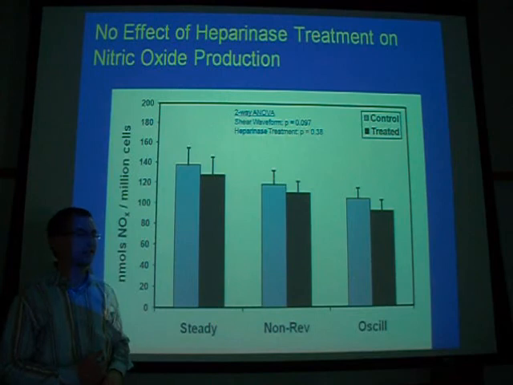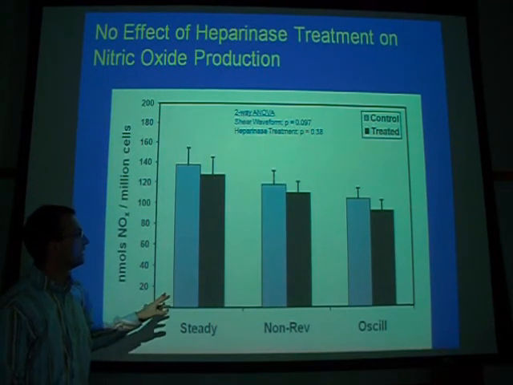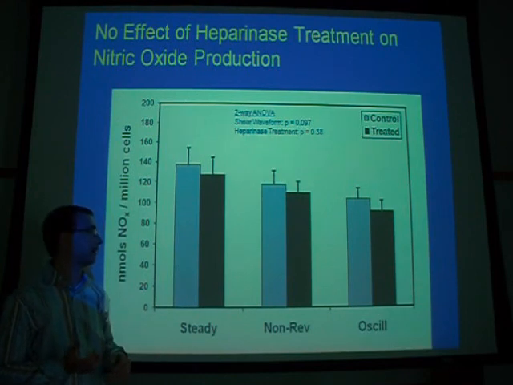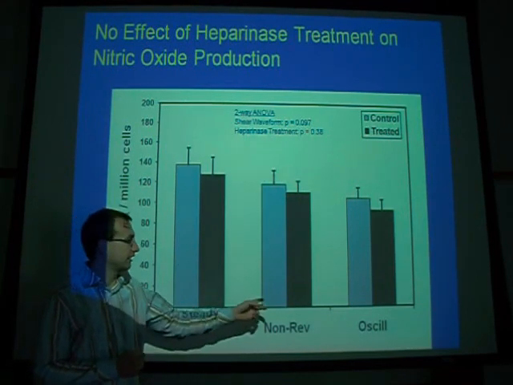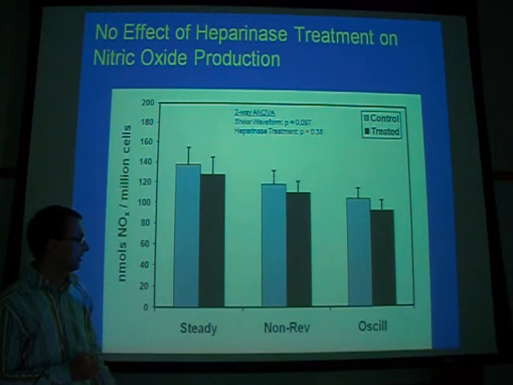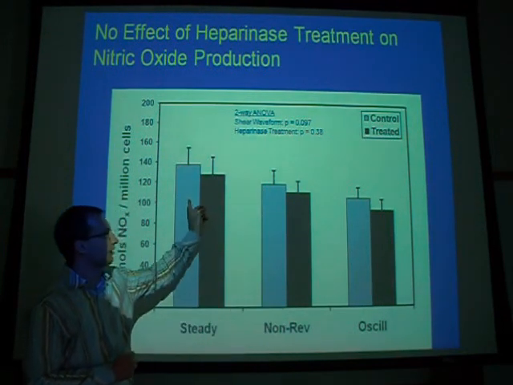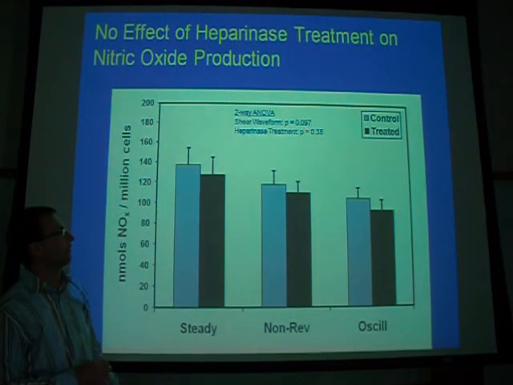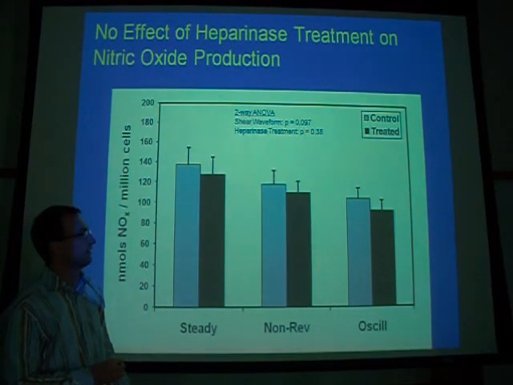Also looking at nitric oxide production, we didn't see any difference due to the heparinase treatment, measured by the accumulation of nitrates and nitrites in the media. For any of the conditions, you can see that between steady, non-reversing, and oscillatory, you do get a decrease in overall nitric oxide. Although they're not significant, the trend is there.